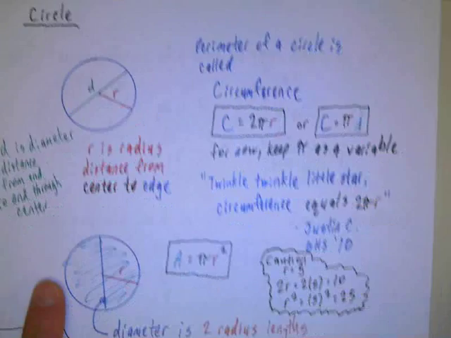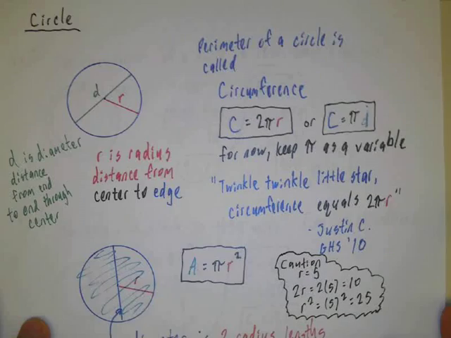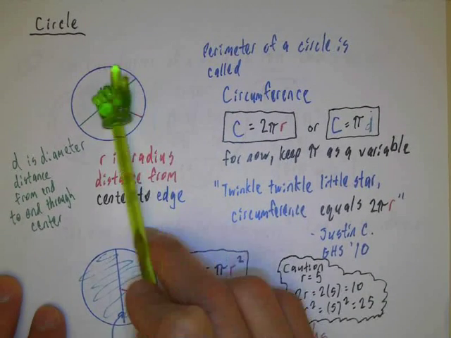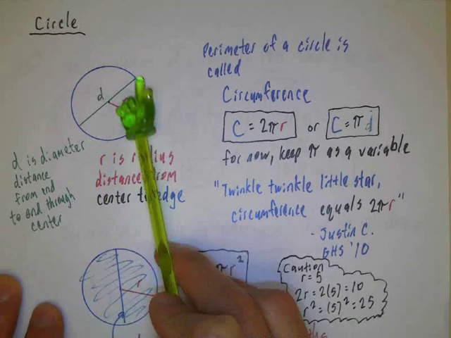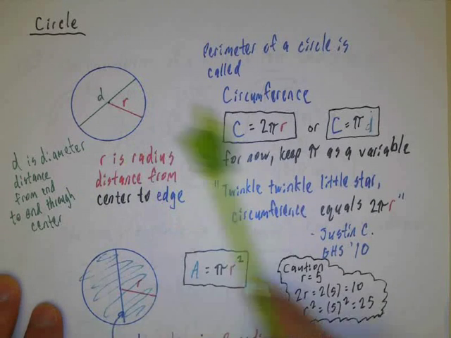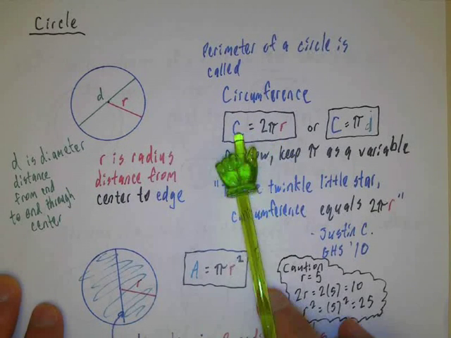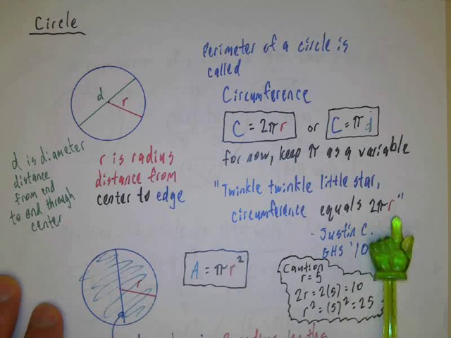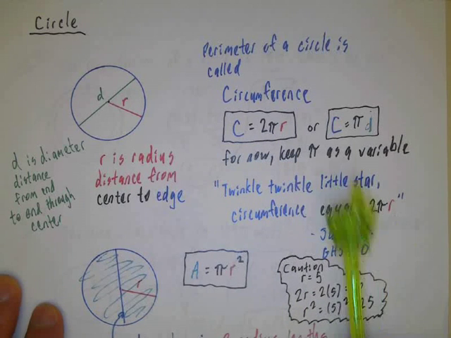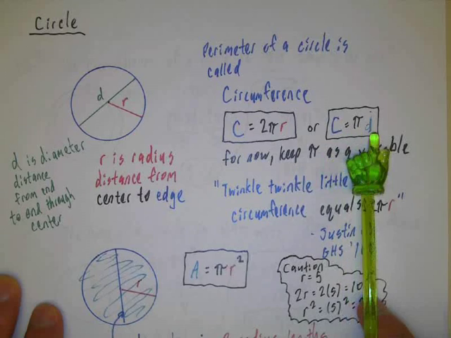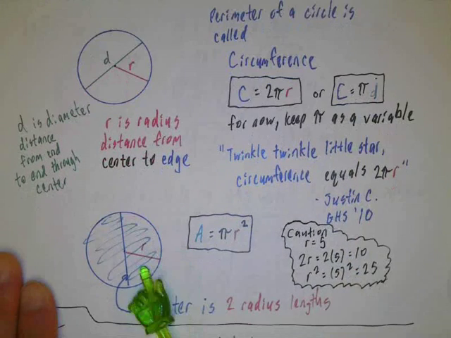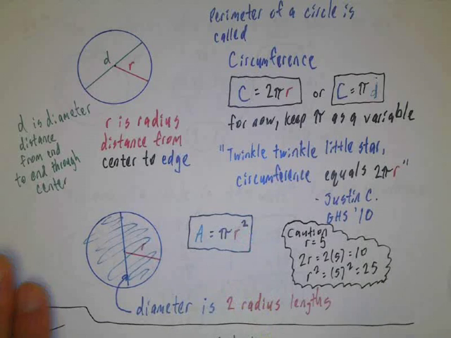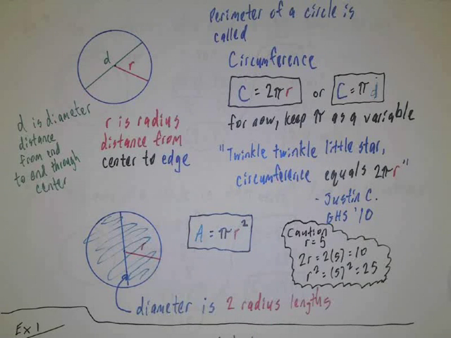Circle is a little different. A circle has a special name for perimeter. It's called circumference, and the circumference is the distance around the circle. And we use this special symbol pi, and we said the circumference is 2 pi r. Twinkle, twinkle, little star. Circumference equals 2 pi r. You can also use circumference as pi times the diameter. And then area, the space inside a circle, is given by the formula pi times radius squared. Okay, so that was the circle.